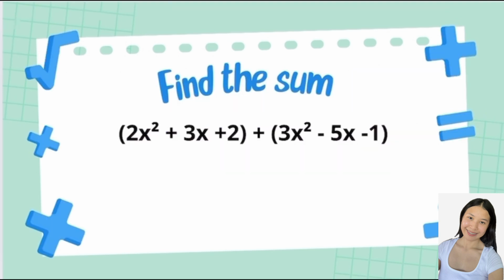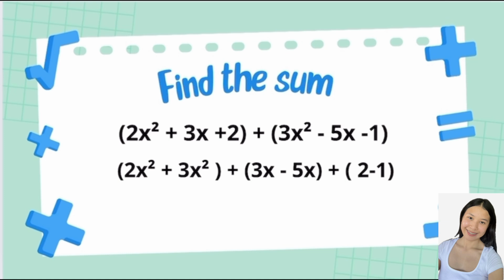For example, find the sum of 2x squared plus 3x plus 2 plus 3x squared minus 5x minus 1. So first, i-combine muna natin yung like terms. So magiging 2x squared plus 3x squared plus 3x minus 5x plus 2 minus 1.